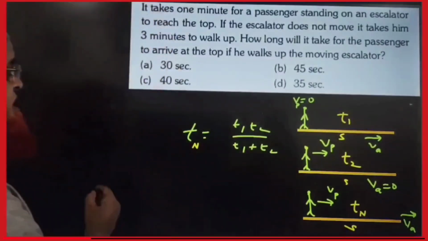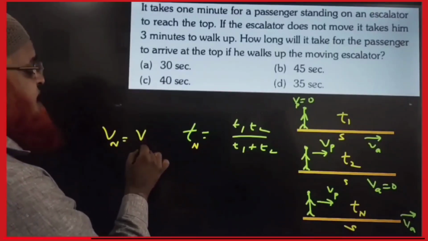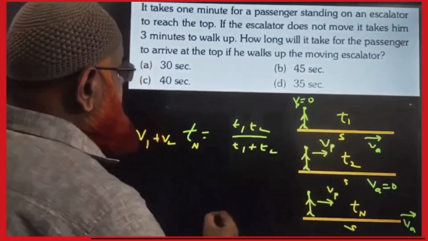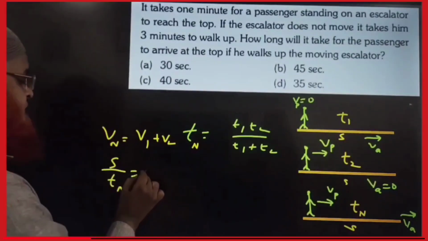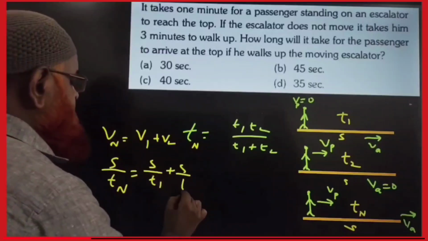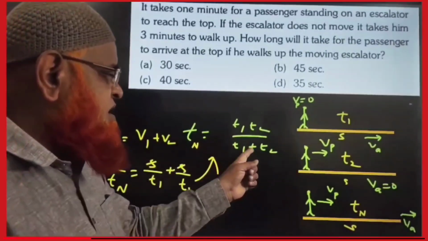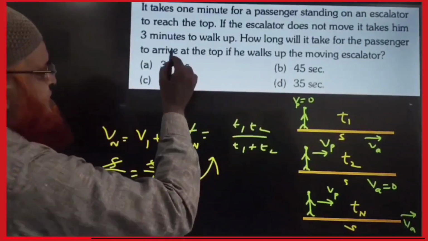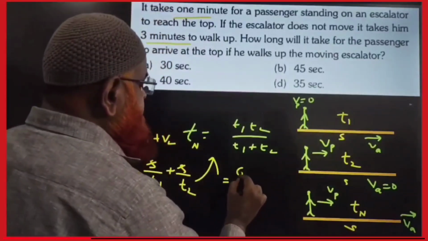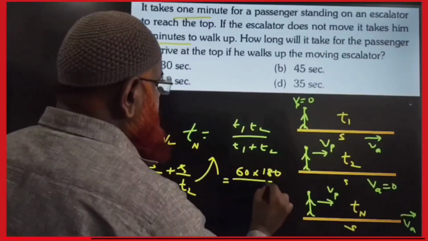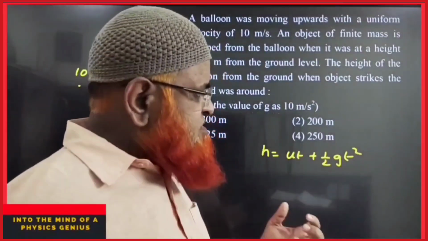So how did you get this formula? When both are moving, it is the net velocity. Let us consider this is v1 and this is v2. In all three cases, the distances are going to be the same. Displacement by t net is nothing but displacement by t1 plus displacement by t2. The displacement gets cancelled here, and after simplifying we get t net equal to t1 t2 by t1 plus t2, where t1 in this case is 1 minute and t2 is 3 minutes. So 1 minute means 60 and 3 minutes means 180 seconds, by 60 plus 180. If you calculate this, dear students, that is the simple way to solve this problem.